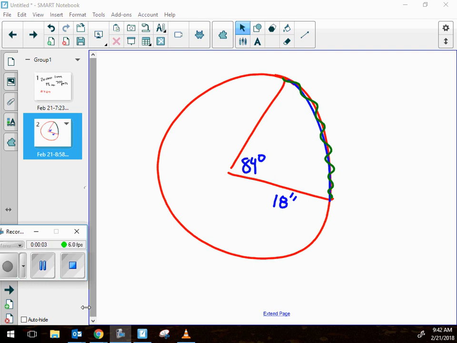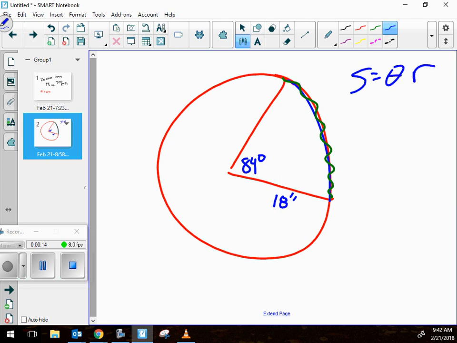Okay, it's day 3 of Circle Trig. We're doing a little bit of a review, and I asked kids to figure out how long that little green squiggly line would be. So by now, hopefully you got it. Should have had S equals theta r, and S is the thing we don't know. I call it the sarc, as in S is the arc length. This is an arc, and S is the variable for that.